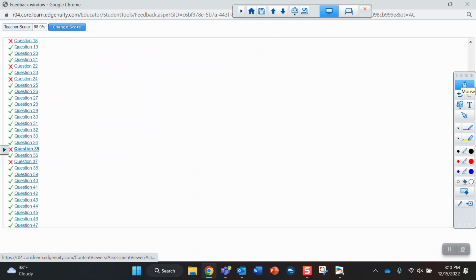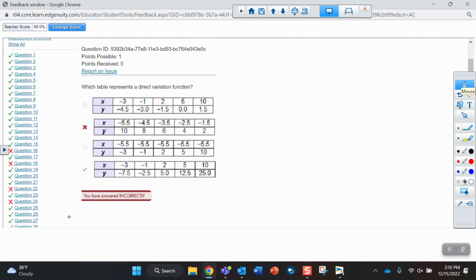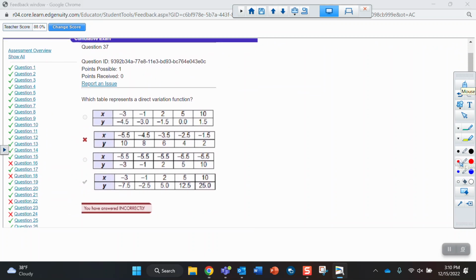And then I have to scroll back down here to get 37 to pop up. And then it asks which table represents direct variation. So direct variation function is a function that's proportional. Has to go through 0, 0. We don't necessarily see any of those values here.